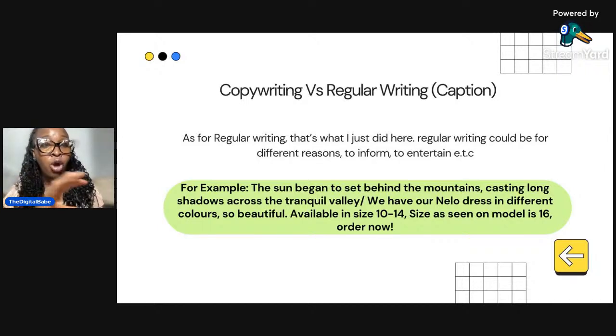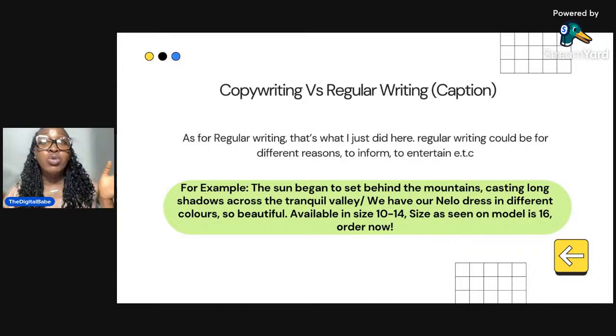caption or copy at the beginning. They are not paying attention to even the benefits of the dress. They are just saying it's so beautiful. You're not telling us, oh, this dress is stretchy, it will last you long. This dress, you can wear it up to 12 months, up to 2 years. So they are not even giving us benefits. They're just telling us that, oh, our dress is available in different colors, so beautiful. Order now, size 10 to 14. That's what your favorite Instagram vendors do, right?